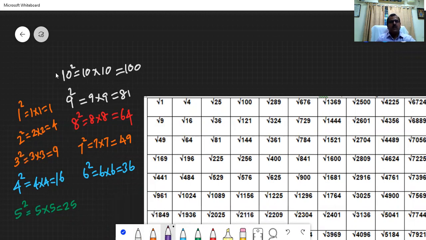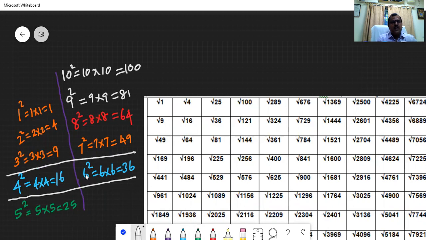Okay, sir. How to find square root? Why are you writing like that, sir? For some reason, I'm writing like that. Actually, when you see these numbers, 4 square and 6 square, both end in 6. Have you observed that? 4 square is 16, 6 square is 36. Same for 2 square and 8 square, sir. Yes, 4 square and 6 square both end with 6.